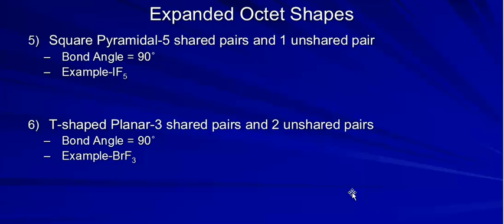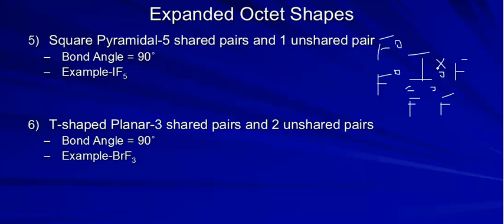Number 5, square pyramidal, IF5. F has 7. We'll put 1 there for each F to clean up the molecule. I has 7. 1 goes to each F to give F the 8. But then I've got an extra pair left on the iodine. So I've got 5 shared and 1 unshared pair. It's a square pyramidal shape. The bond angle is 90.